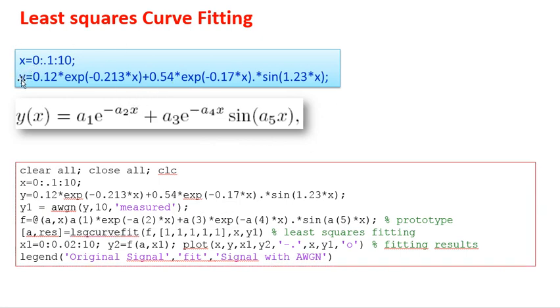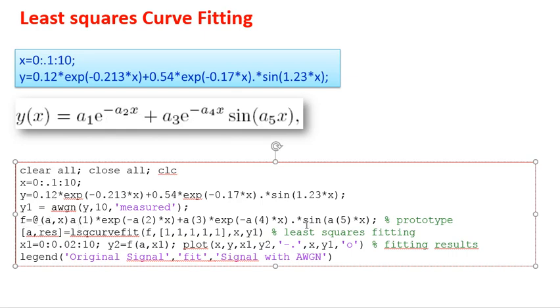This is our function, and we take x from 0 to 10 in steps of 0.1, and we want to generate noisy data. In this line of code, we add white Gaussian noise with SNR equal to 10, and this is the prototype of our function, which is here. All these A1, A2, A3, A4, A5 are factors we want to determine, and we put them in a vector A.